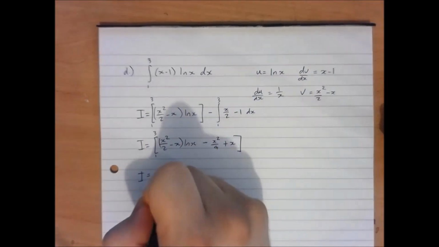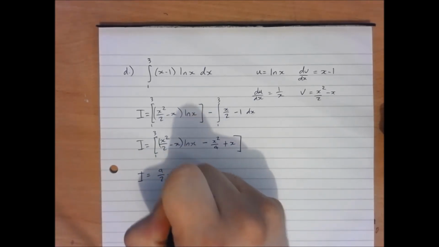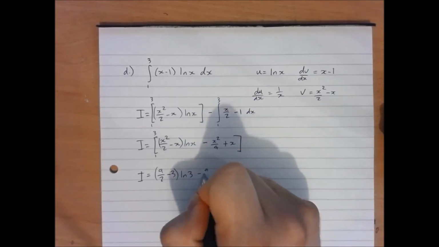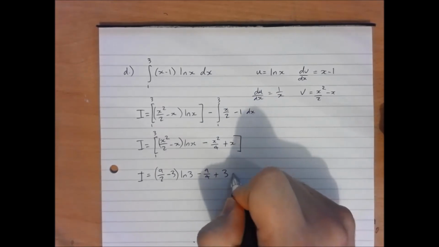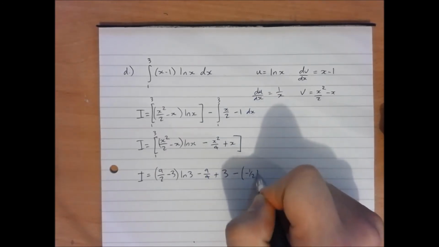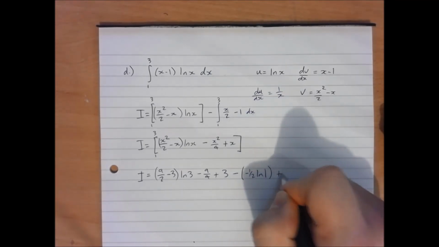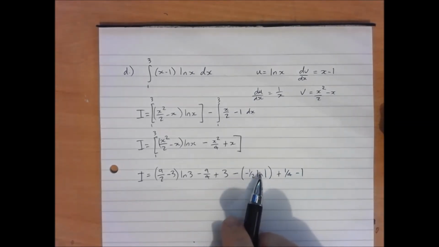If I make my substitution for 3, I get 9 over 2 minus 3 lots of log 3 minus 9 over 4 plus 3, minus a half log 1 plus a quarter minus 1. Log 1 is just 0.